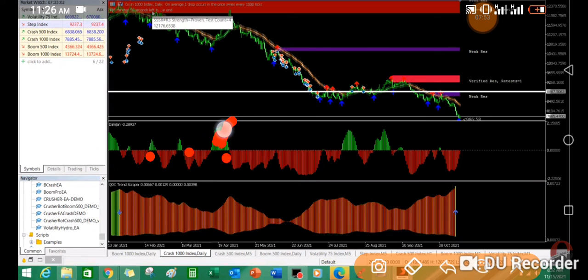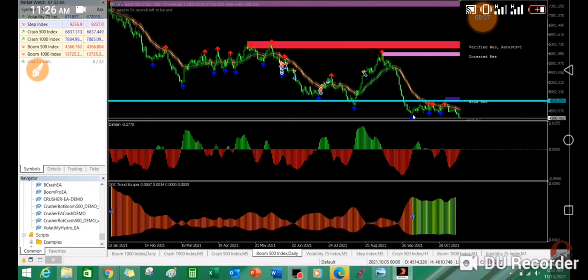You don't sell when you see this green, because as you can see, it was going up. When we have this same green here, it was going up. When we have this here, it was going up. You see that? When we have this, it was going up. Same thing. So let's go to the next one.